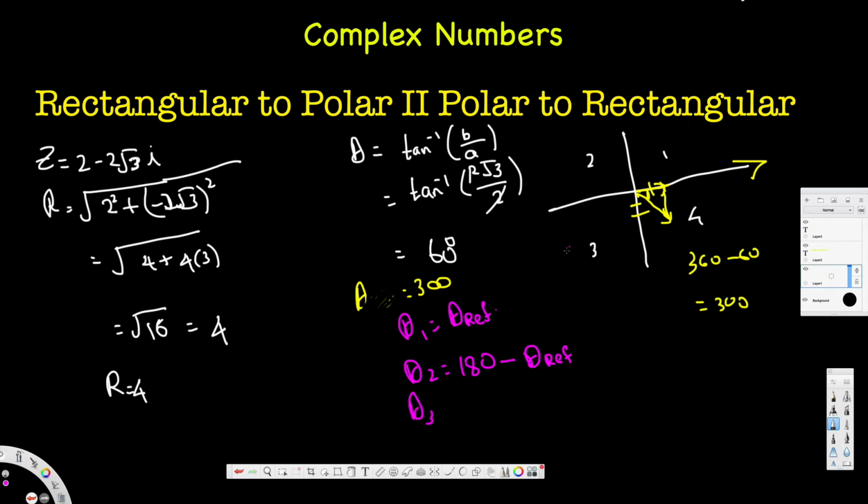Let's say we have the third quadrant, a complex number somewhere here, and that's going to be 180 plus theta reference. Let's say we get 60 degree, then 180 plus 60 is going to be 240 degree. Now in the fourth quadrant, we just do 360 minus theta reference. That's what we did here. We minus the 60 and we got 300. So our final answer is z equal to r times cosine theta plus i sine theta, where r is 4 and theta is 300, cosine 300 plus i sine 300. And that's our conversion of this given number from rectangular to polar form.